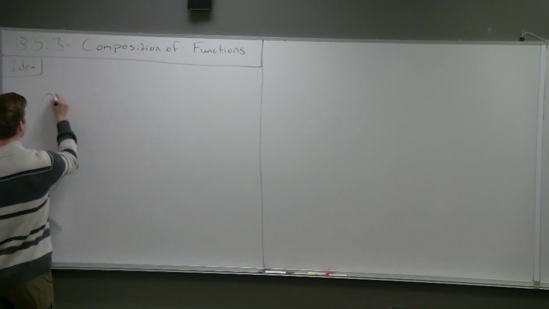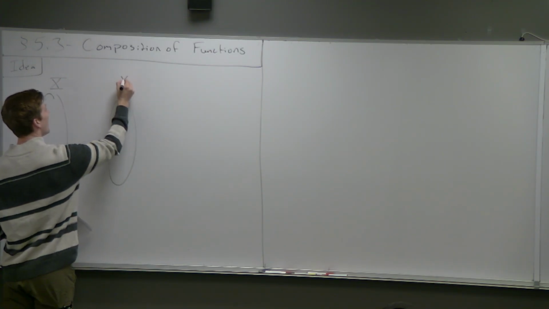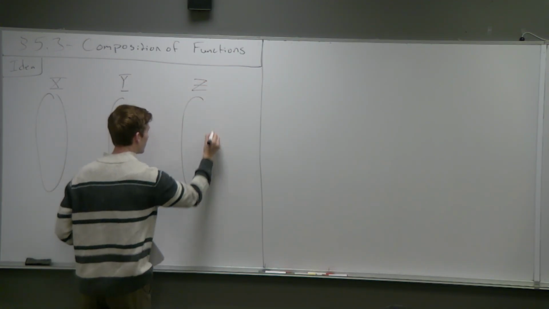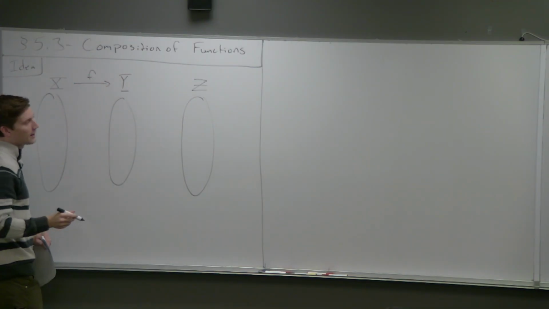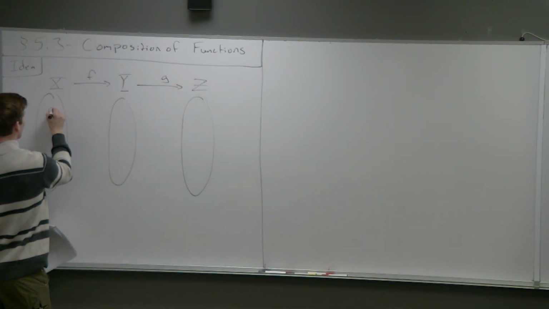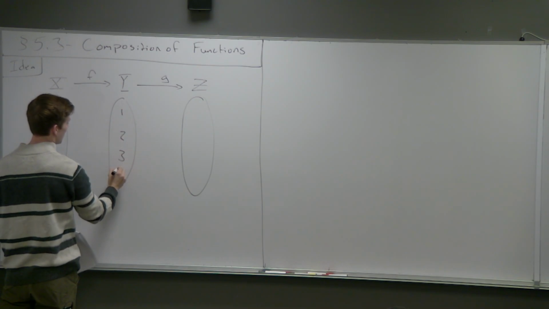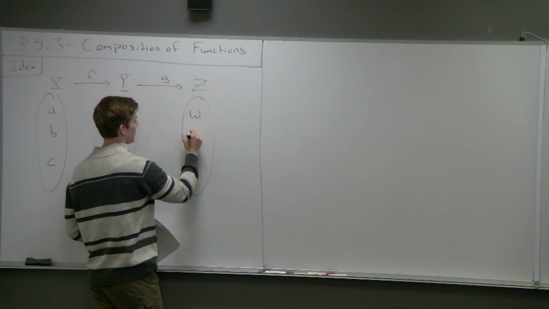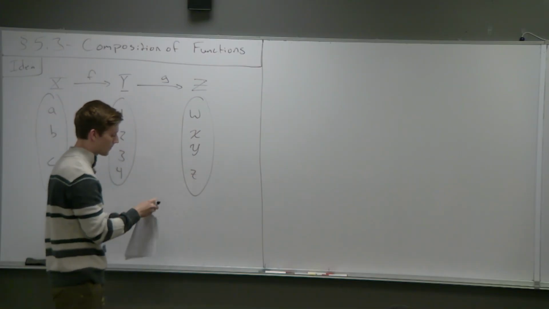If you've got a set, let's call it x, a set, let's call it y, and a set, let's call it z, and you've got some function f that goes from x to y, and some function g that goes from y to z. Let's put some stuff in here. A, B, C, 1, 2, 3, 4, and w, little x, little y, little z.